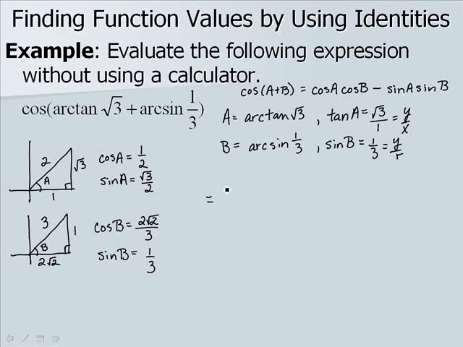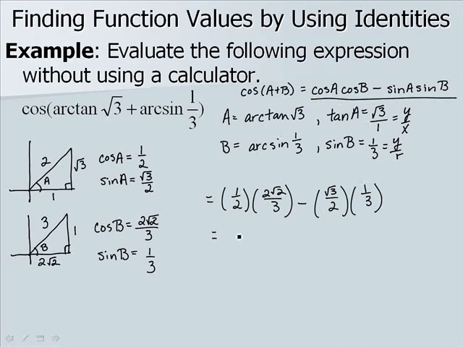So we'll plug those in, and we'll get 1/2 times 2 square root of 2 over 3 minus square root of 3 over 2 times 1/3. Remember, we're plugging into this equation here. So we evaluate and we can eliminate our 2's here, and we get the square root of 2 over 3 minus the square root of 3 over 6. So this, when we multiply, we'll get 2 square root of 2 over 6. So that we can put them together, we have 2 square root of 2 minus the square root of 3 all over 6.